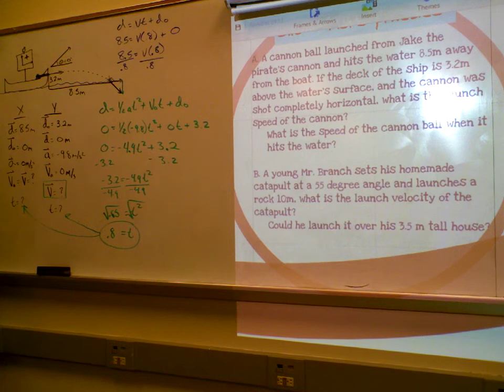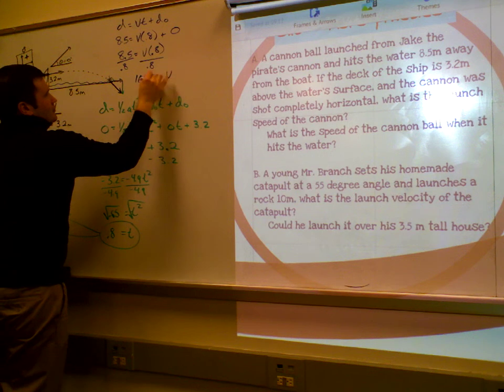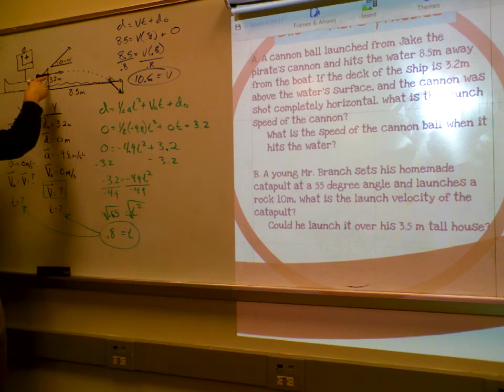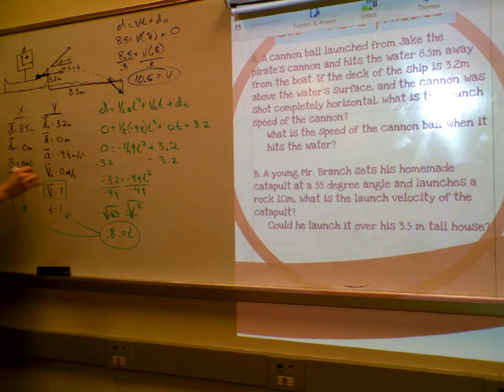8.5 divided by 0.8. What is that? It's going to be more than 1. More than 10. What is it? 10.6. So that means that this cannon is launched with an initial velocity of 10.6 meters per second, right?